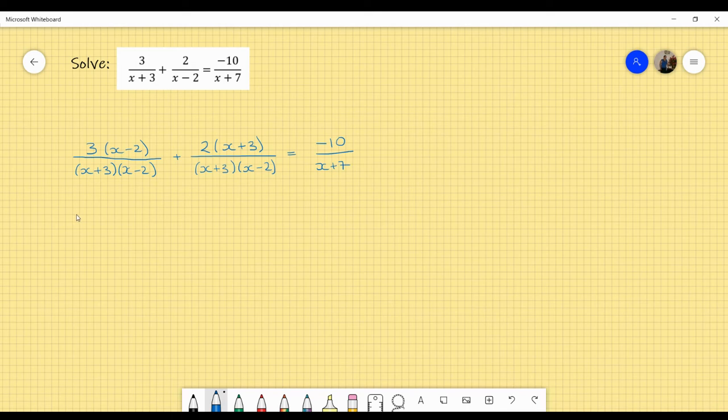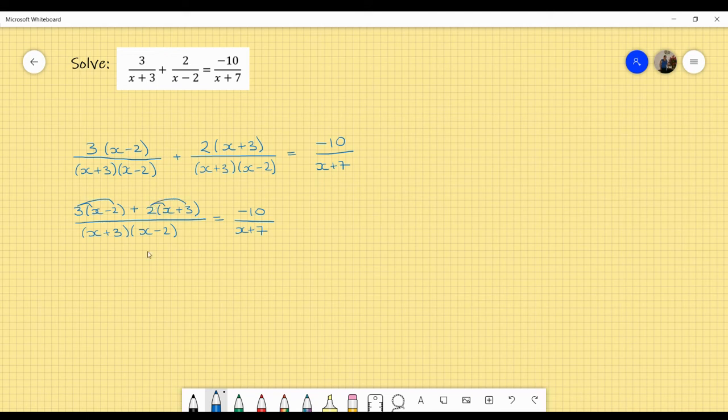And again, if I can get the numerator all on one line, so 3 brackets x minus 2 added to 2 brackets x plus 3. And do be careful if you have a negative there at any point, so just make sure you're being really careful with your signs. And then the denominator will be the same, so x plus 3, x minus 2 equals negative 10 over x plus 7. And then I can expand and simplify my numerator.